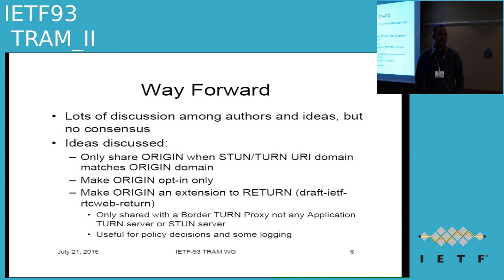So we've had a lot of discussion among the authors. So far we have not come to a consensus, but I'll share with you some of the approaches that we talked about. One was to only share the origin when the STUN/TURN URI domain matched the domain of the origin itself. So in other words, you only share the origin with your own STUN and TURN server. That provides some level of logging that makes sense, but it also means that if you're using someone else's STUN and TURN server, there would be no logging information. There basically wouldn't be any origin.